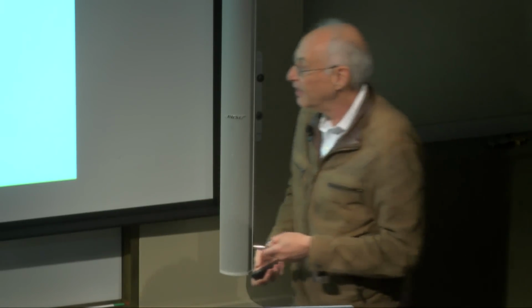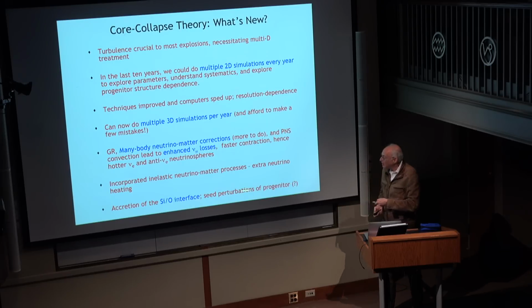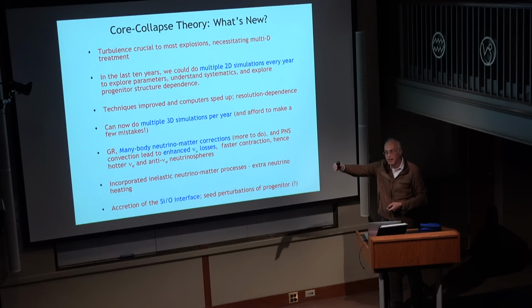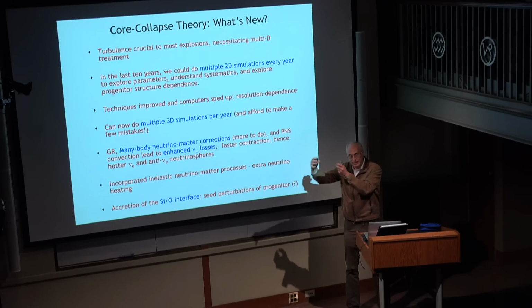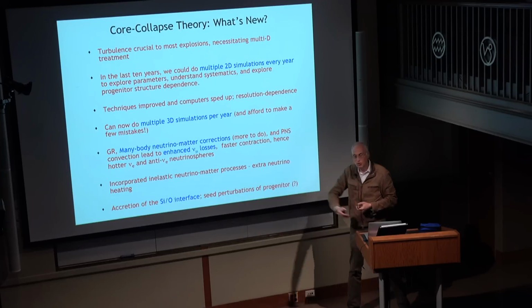Okay. There's also the accretion of the silicon-oxygen interface. When you do these stellar evolution calculations, you get a density profile that has iron in the inside by and large. Then you have silicon and oxygen, et cetera, and you go out in the onion skin structure.